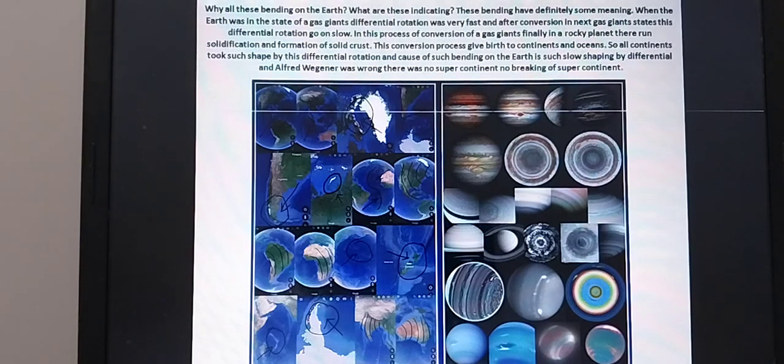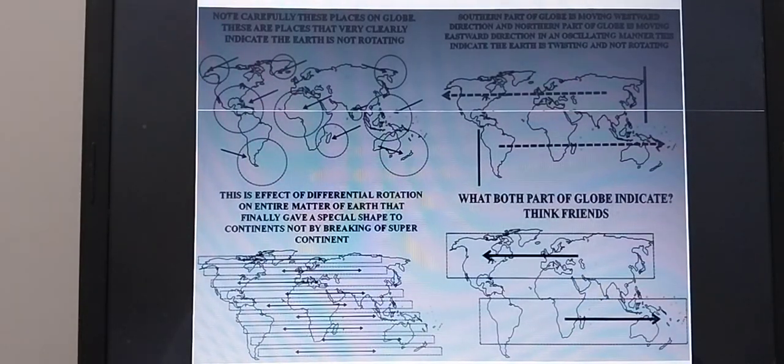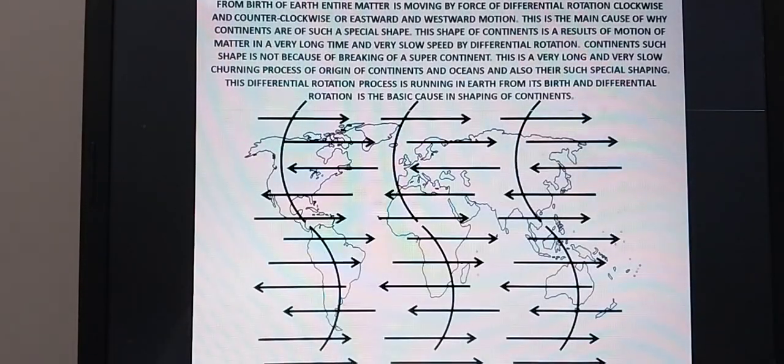Not only South America and Africa, all continents on the globe of the Earth came in such a special geometrical pattern because of this, and now you can note how on the Earth map the continents have a special texture where you can note the remnant of differential rotation.